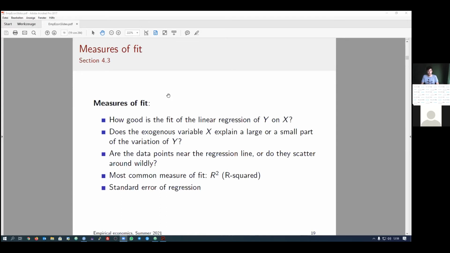Luckily, the data that we use cannot only be used to fit the line, but can also be used to tell us something about how good that fit has been. So can our exogenous variable class size, student-teacher ratio, explain a small part of the deviations that we see in test score, or can it explain a lot of the deviations we see in test score? In other words, are the points that we observe very close to the regression line, or do they scatter wildly around that line?